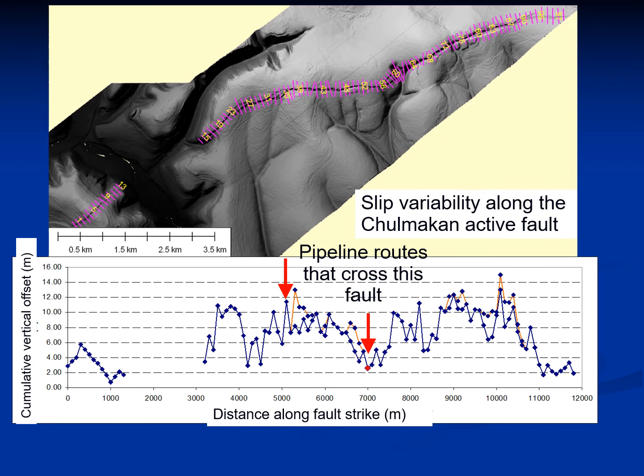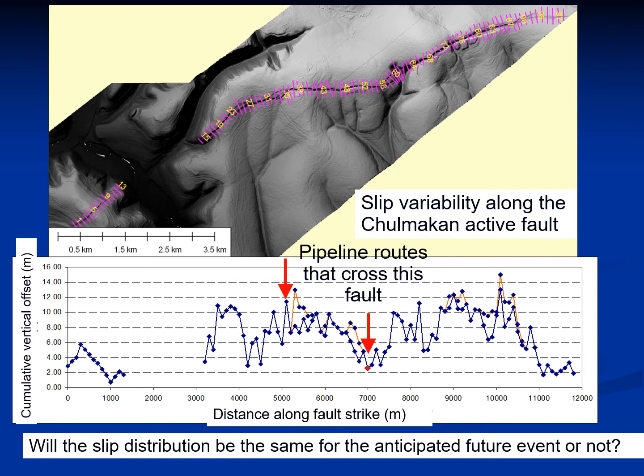Should it be different or should it be equal? Will this slip distribution be the same for the anticipated future event or not, or will it be opposite, to say, somehow average the long-term deformation along this fault? We do not have a clear answer to this question.